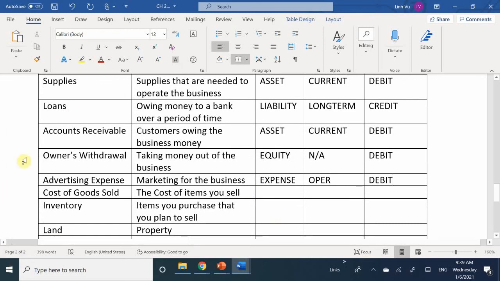What is cost of goods sold? The cost of the items that you sell. Yes. It is an expense. Good. Now, what category does cost of goods sold belong to? Operating.